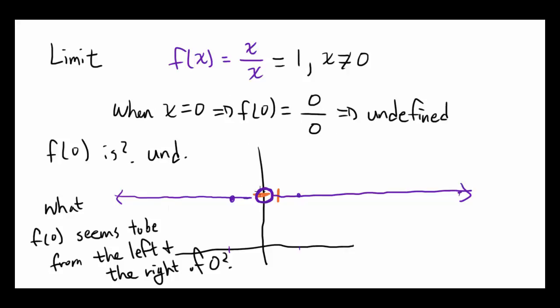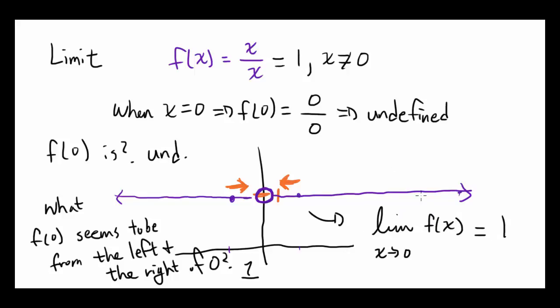If we look at this function from the left of 0, it seems like when x is 0, you're going to get 1 for the outcome. And when you look at it from the right, it's going to be the same case. It's going to seem like f of 0 is going to be 1. So the answer to this question is going to be 1. And that's what the limit is. We're going to denote this as the limit as x approaches 0 of f of x is equal to 1.